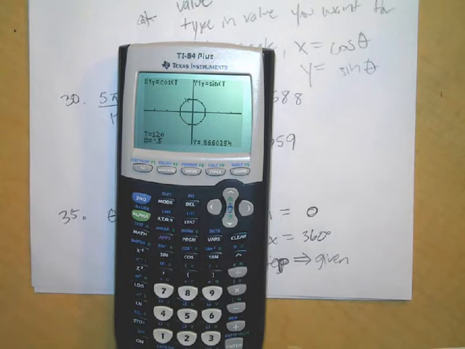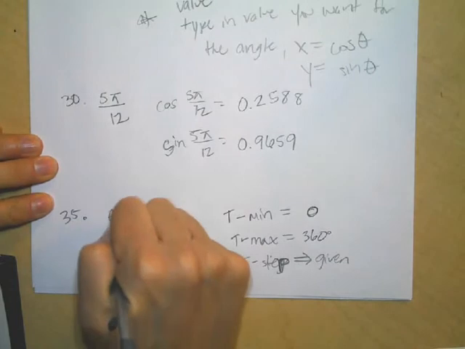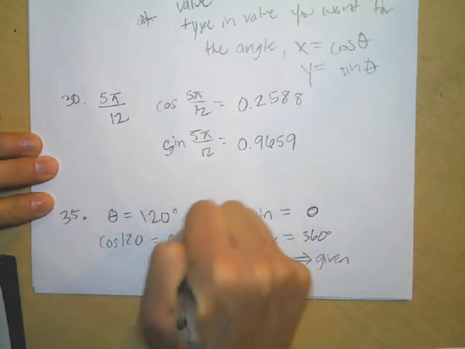Good. And it gives us the x value, is that sine or cosine? X is cosine, and y is sine. Good. So cosine of 120 is negative 0.5.